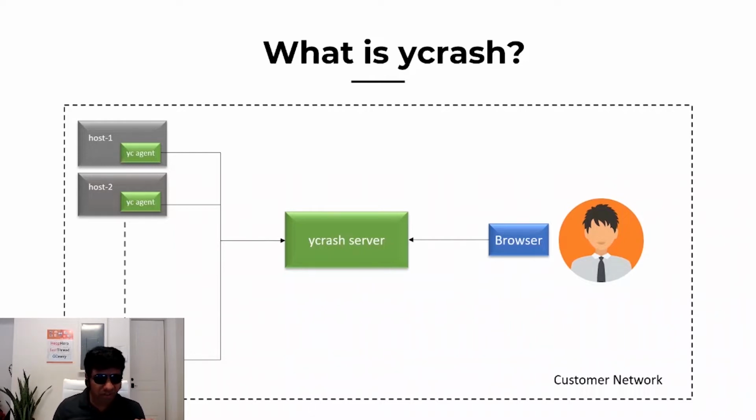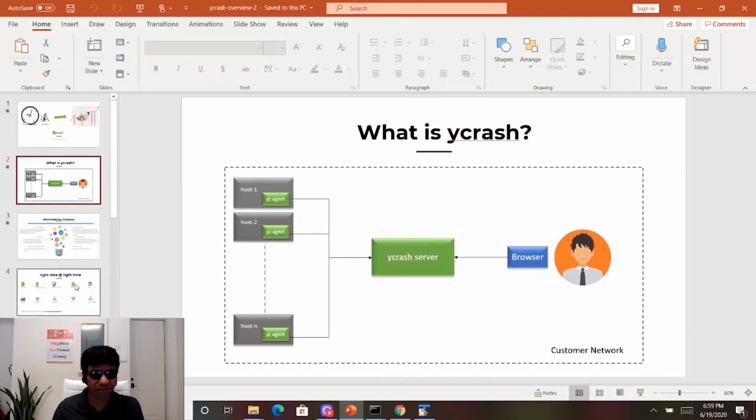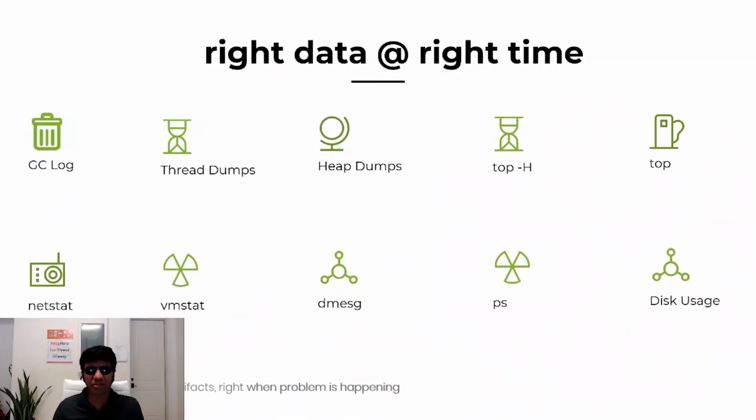Let's say you get an alert from your monitoring tool saying the CPU has spiked up. When you get that alert, only at that point is the agent going to capture various artifacts of information, like GC log, thread dump, heap dump, top -H, top, netstat, vmstat, dmesg, process status, disk usage. It's going to capture 360 degrees of data right when the problem is happening.